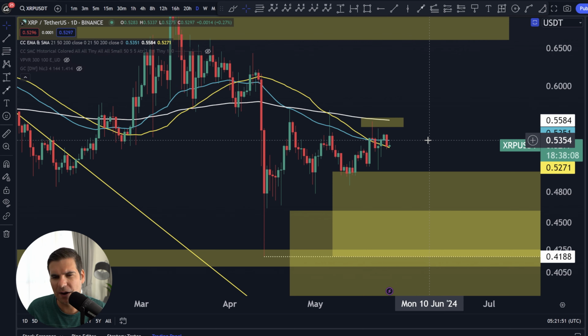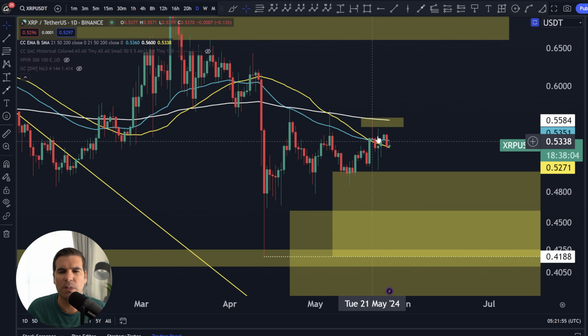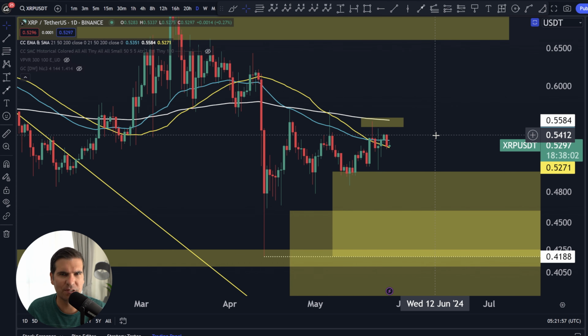I want to talk more about how the month of May has been a ranging market, and I want to talk about what the macro landscape looks like for XRP here on the medium term. What's going to happen over the next few weeks and potentially next month.